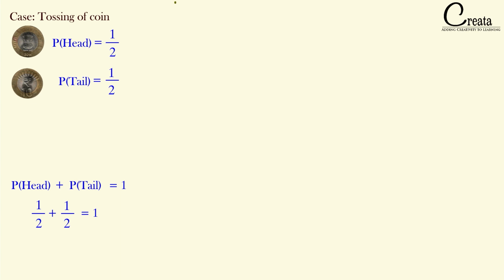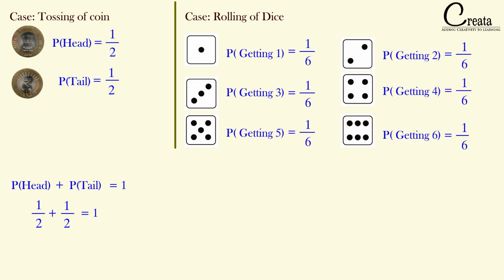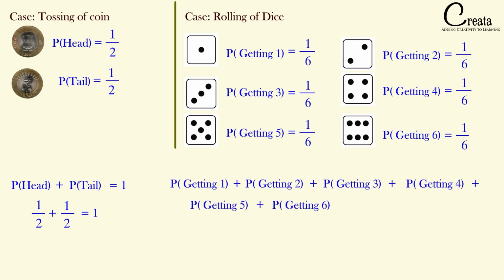The addition is 1. Similarly, when we do the experiment of rolling the die, we get a total of 6 events and the probability of each of the 6 events is 1 by 6. So if we add the probability of all the 6 events, that is 1 by 6 plus 1 by 6 up to the last event, we get the addition as 1. So the observation is that the sum of the probabilities of all the elementary events of an experiment is 1. This is very important. If we add all the probabilities of that experiment, it will add up to 1.